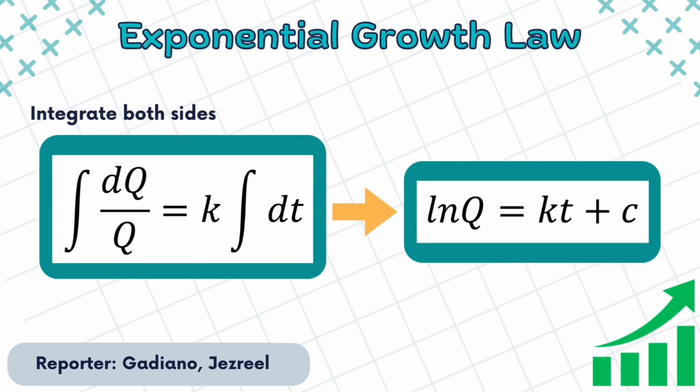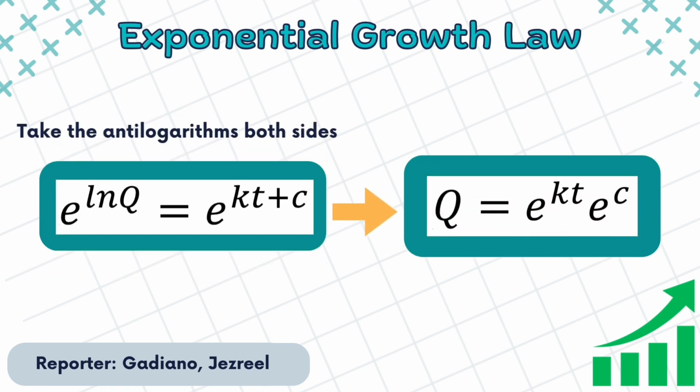Next, we're going to integrate both sides. The integral of dq over q is ln q. On the right side, we have the integral of k dt. Ilabas lang natin si k kasi constant siya. Integral of dt is t. After simplifying, sa right side we have k times t plus c.